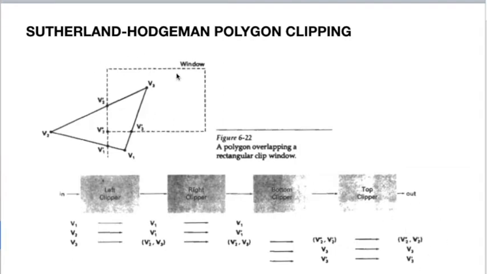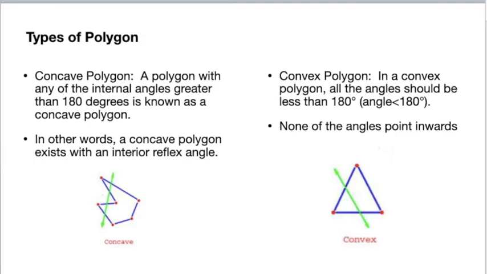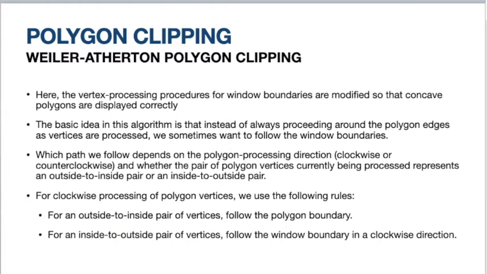output vertices. So after passing all these vertices through all these four clippers, you get V2', V3', V2'', V3'' as the output vertex list. Okay, so that is the final output vertex list. That's how it works. So this is all about the Sutherland-Hodgman polygon clipping algorithm, and the next one is the Weiler-Atherton algorithm.